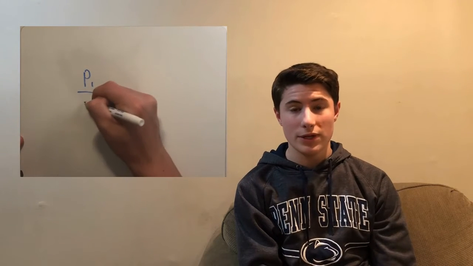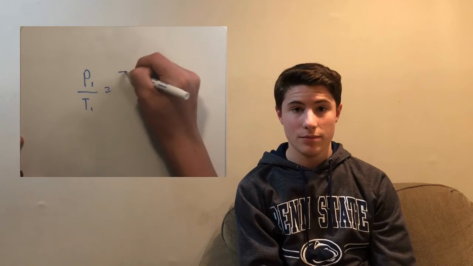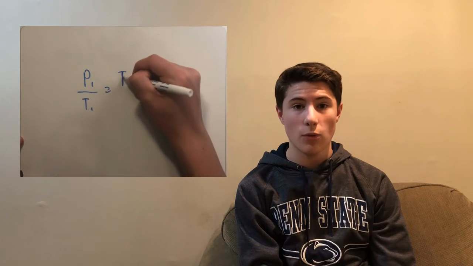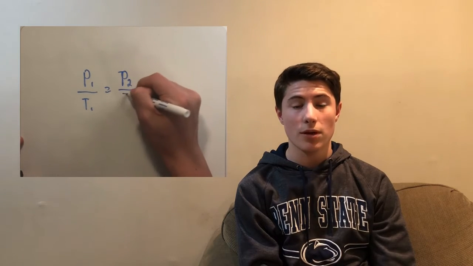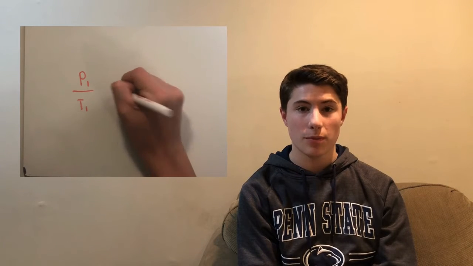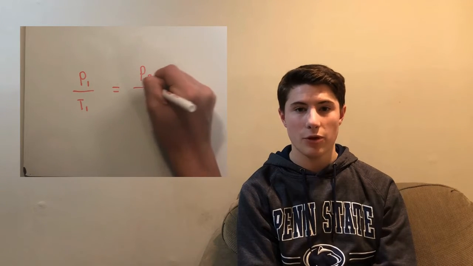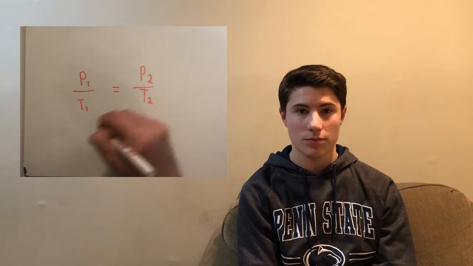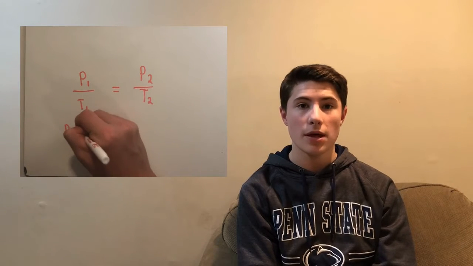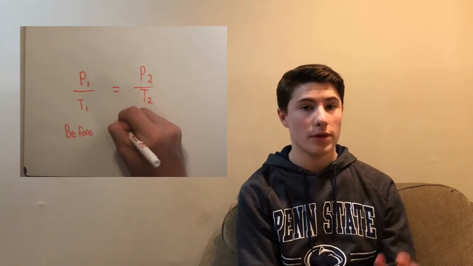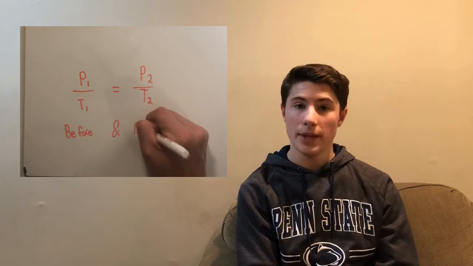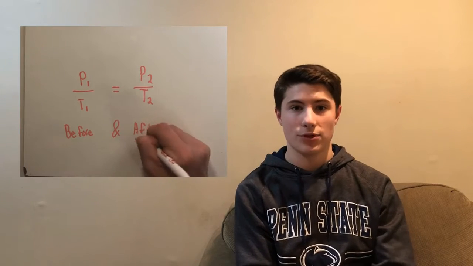The V1 and the V2 cancel out because they are constant, and we're left with the equation of P1 over T1 is equal to P2 over T2. When working with Gay-Lussac's law, the left side of the equation is usually known as the before, and the right side of the equation is usually known as the after of a reaction, meaning that the P1 and T1 are the before, and then the P2 and the T2 are the after.